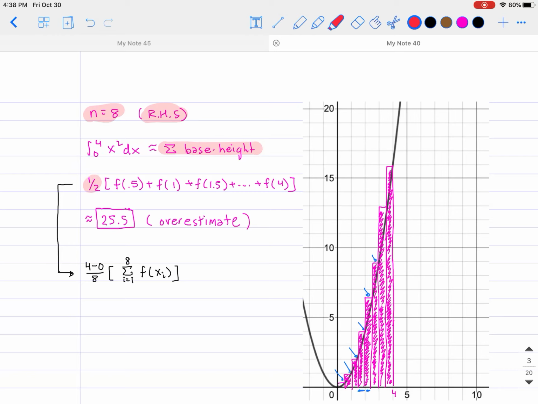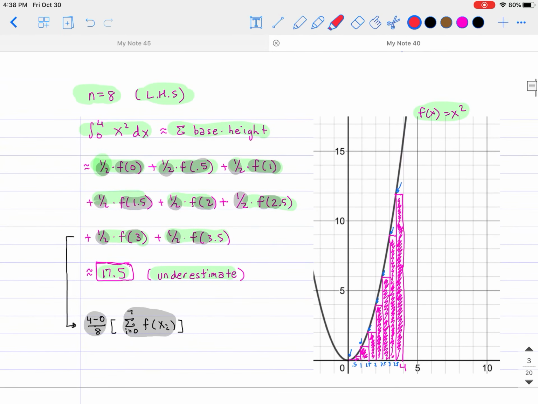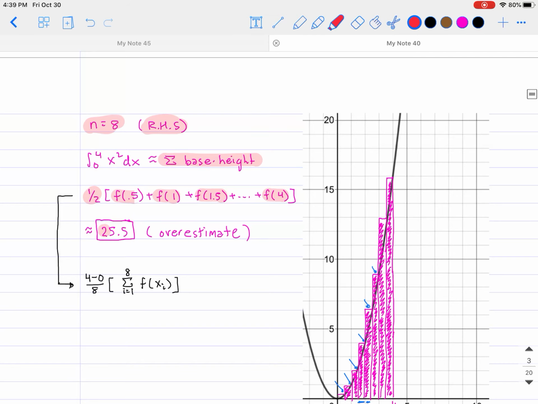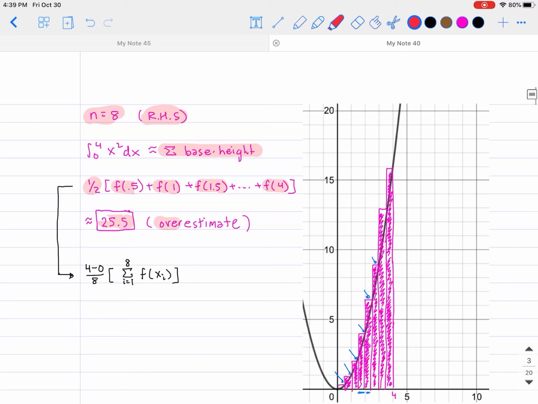Now, if we were to write it as a summation of the base times height, then according to the previous example, it's going to be 1/2, which is the base of every single one of those partitions, multiplied by the first height, which is 0.5. The next one is going to be 1, the next one is going to be 1.5, and so on, all the way to the end, which is going to be f of 4. So it's still the same thing, but all I did was write it in factored form. If I add up all those numbers, using the same method, you'll notice that the answer comes out to be 25.5.